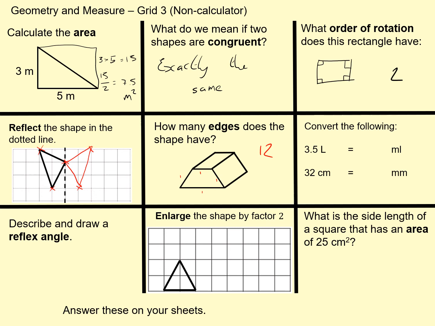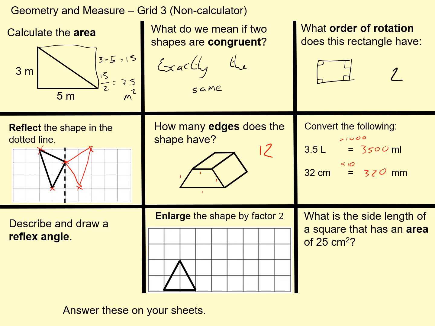Convert the following. 3.5 litres is how many millilitres? Well, remember, litres to millilitres is times 1,000. So for every 1 litre, you have 1,000 millilitres. So that's going to be 3,500 millilitres. And 32 centimetres is what in millimetres? Remember, in 1 centimetre, there's 10 millimetres. That's times by 10. 32 times 10 is 320.